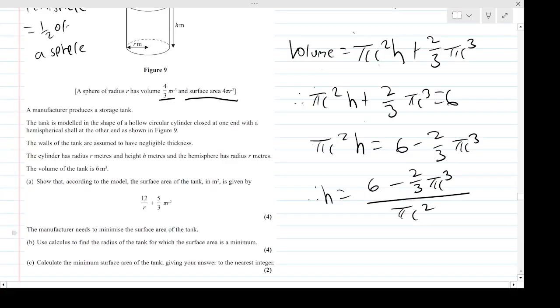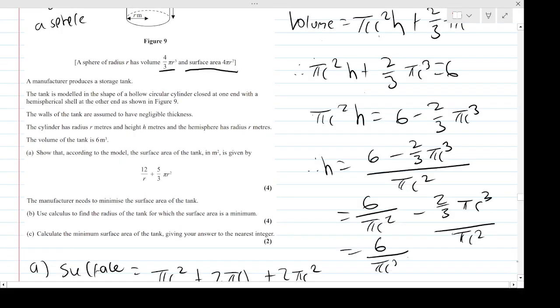I can split up the fraction. So then I'm going to get 6 over pi r squared minus 2/3 pi r cubed all over pi r squared. And I can simplify this fraction here. That will go to 6 over pi r squared. Then the pi's cancel and the r's cancel too. R squared, r cubed. I'm left with 1 r on the top, right? So that'd be minus 2/3 r. And there we are. So now that is h.